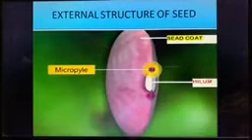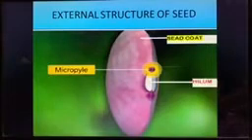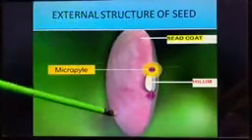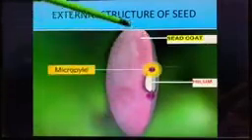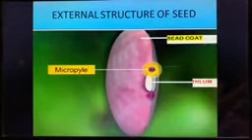First is seed coat. Seed coat is derived from the integument of the ovule. After fertilization, the integument of the ovule gets hardened and it gets converted into seed coat. Seed coat itself has two parts. Testa, this outer brown covering, is said to be the testa. It is impermeable and hard.